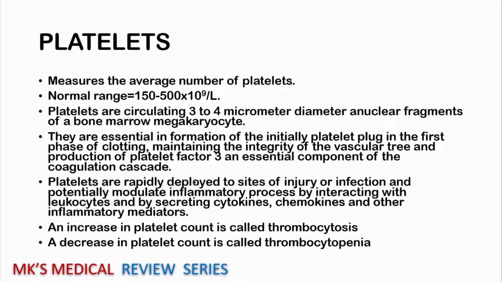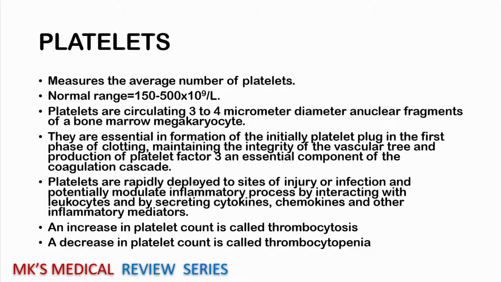So remember that the platelet is very essential in formation of the platelet plug, which is often the first step of coagulation or clotting of blood. It also helps in maintaining the integrity of the vascular tree and in production of certain chemicals such as platelet factor 3, which is an essential component in the coagulation cascade. And remember that these platelets are going to be deployed towards areas where there are infections, towards areas where there is injury, and they're potentially going to modulate the inflammatory process by interacting with white blood cells and by secreting cytokines, chemokines, and other inflammatory mediators.